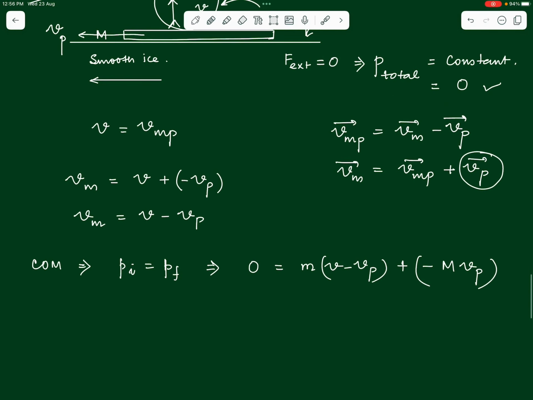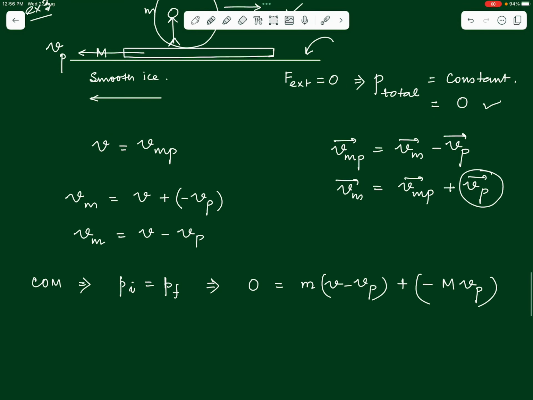From here, we can easily obtain the value for the velocity of the platform. We can write 0 is equal to m into (v minus Vp) minus capital M times Vp, that is, 0 equals mv minus (small m plus capital M) times Vp. And from here we can easily write Vp is equal to mv over (m plus M).